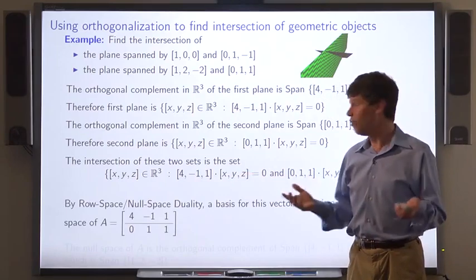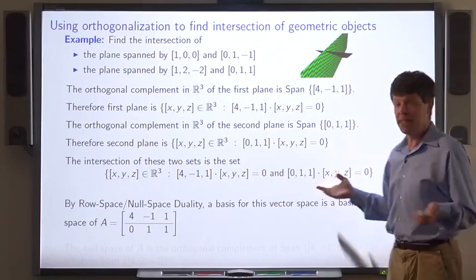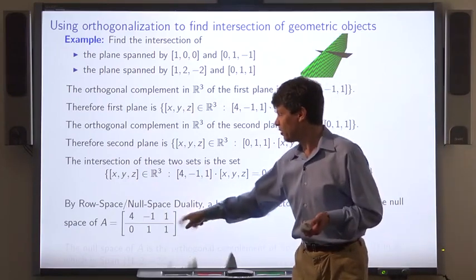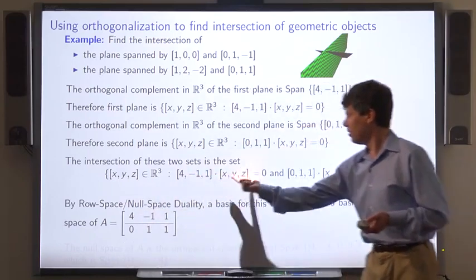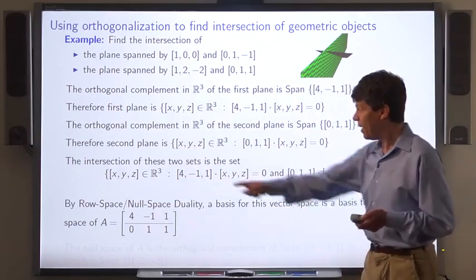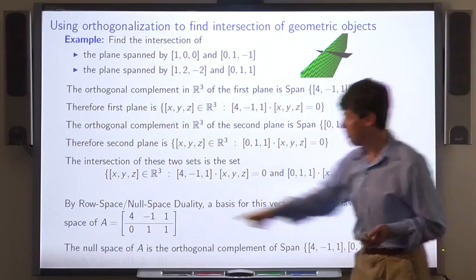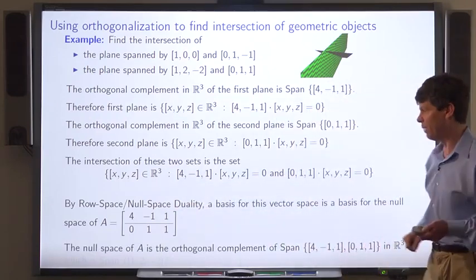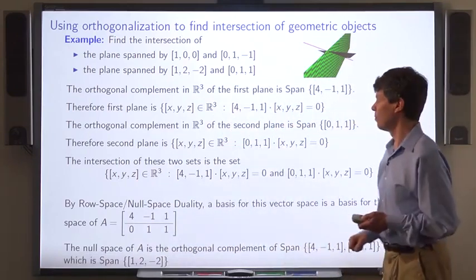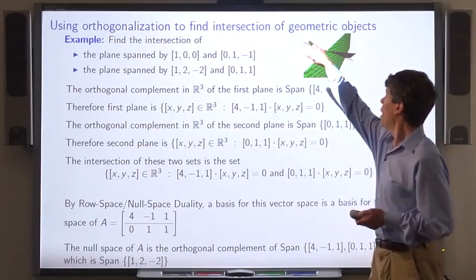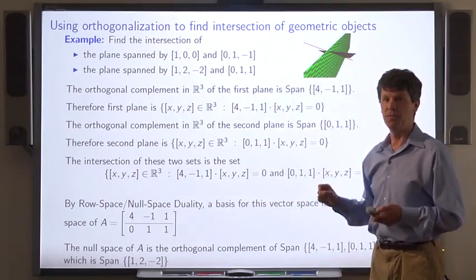By the row space null space duality, a basis for this vector space is a basis for the null space of this matrix. Notice that the rows of this matrix are the vectors in this formulation of the set. And the null space of A is the orthogonal complement of the span of its rows in R3, which we can determine is the span of this vector. That shows that the intersection is the span of the vector 1, 2, minus 2.